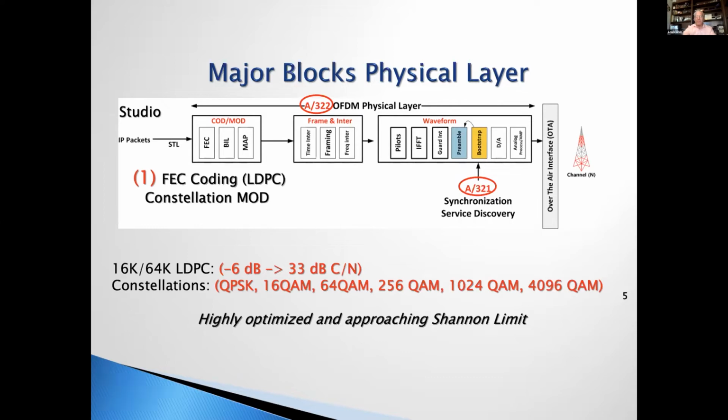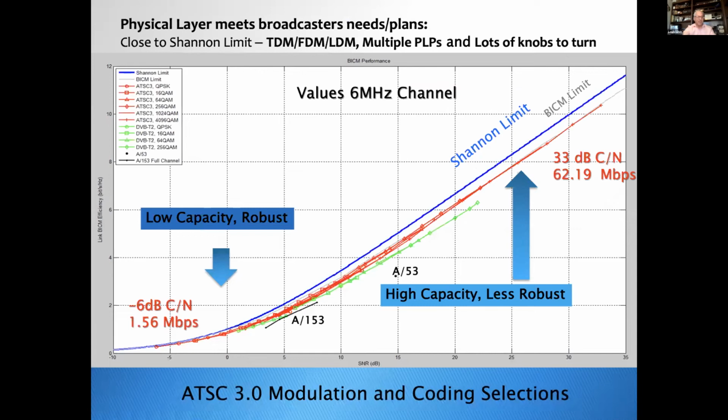So we're moving past that. This is a screen that we should all be very familiar with. The PHY layer meets the broadcaster's needs. We're closing up to the Shannon limit, which is a great thing, where, again, this has to do with choices. This is all about choices.